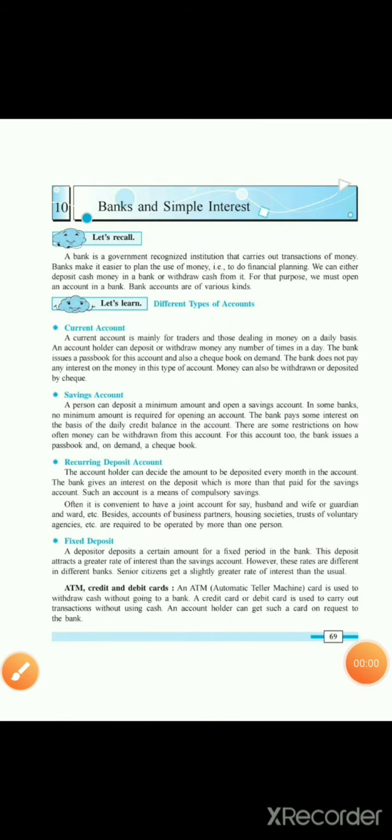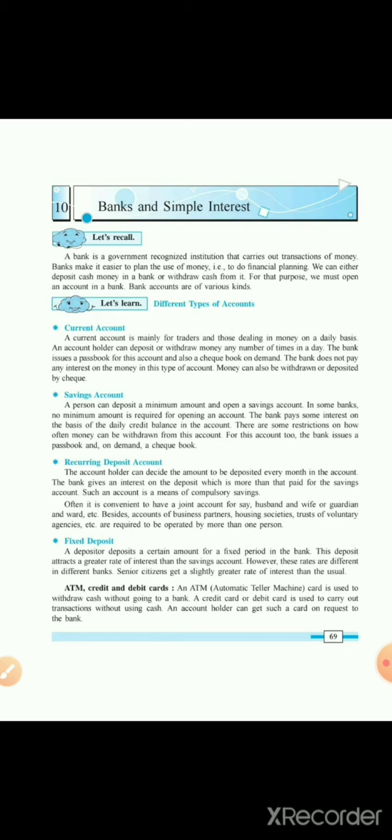Good morning, dear students. So, in this second term, let us study chapter number 10, Banks and Simple Interest. Let's recall, a bank is a government recognized institution that carries out transactions of money. Banks make it easier to plan the use of money, that is, to do financial planning.